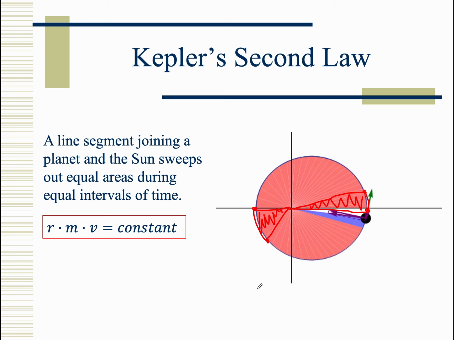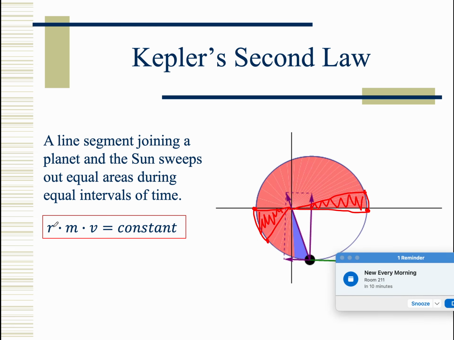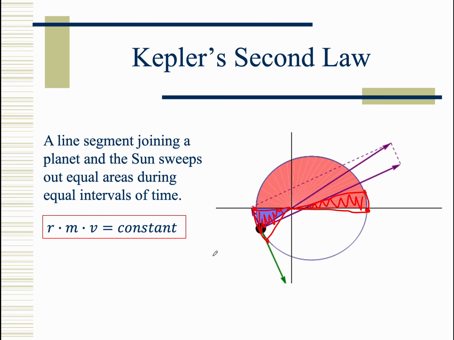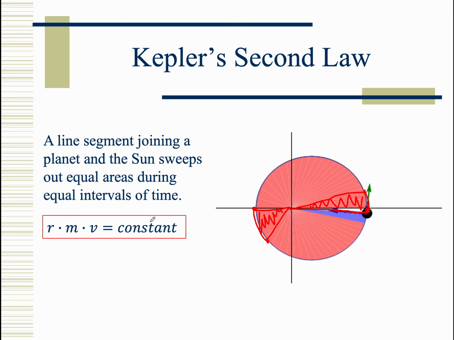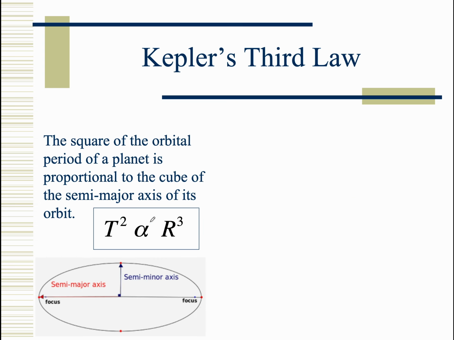He had no idea why, but it turns out there's something called angular momentum, which we'll talk about in another chapter. And it turns out angular momentum is equal to r times m times v. And so you can very quickly calculate this one, but he didn't know why. His third law states this. Don't overwhelm yourself. The square of the orbital period of a planet is proportional to the cube of the semi-major axes of the orbit. You're like, what?